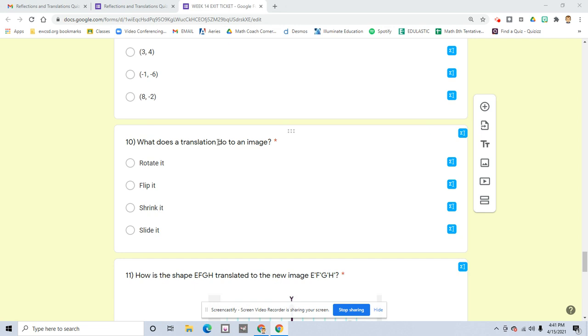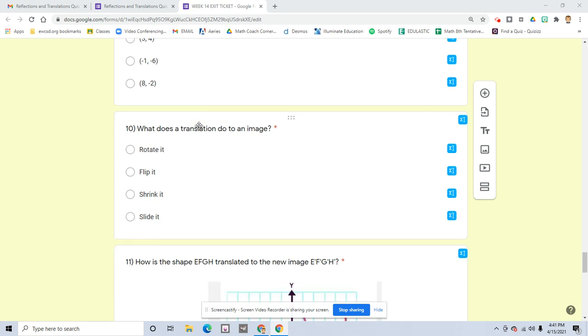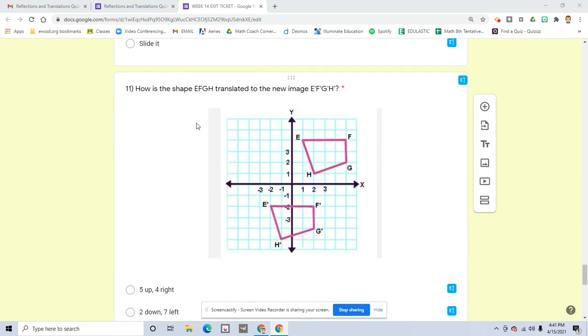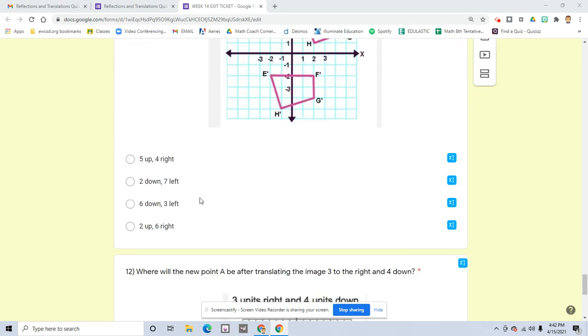What does a translation do to an image? Look at your notes. There's one of these that's very specific. How is this shape translated to the new one? Make sure you always look at the first shape without the little marks. This is called the pre-image. This is called the image. Make sure you get that vocabulary as well. These little marks are called primes, F prime. So if you wanted to, go from F to F prime. How did it happen? All right, you got this.